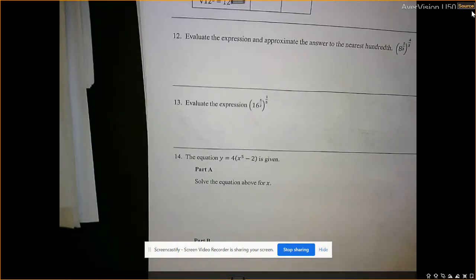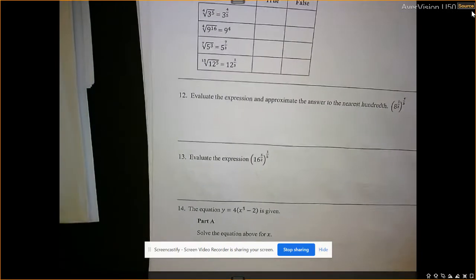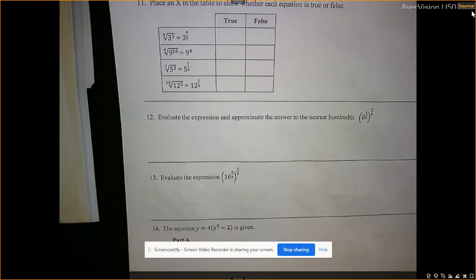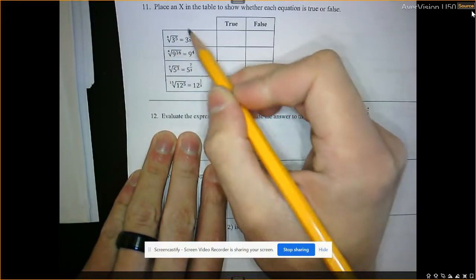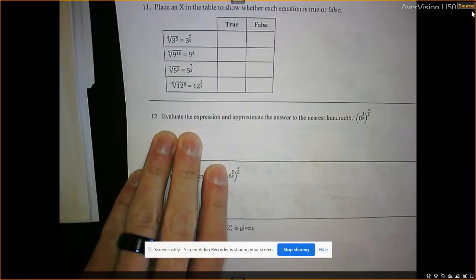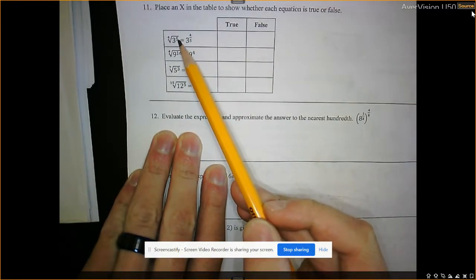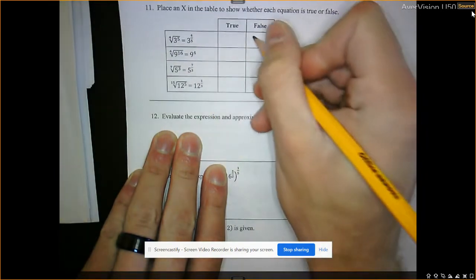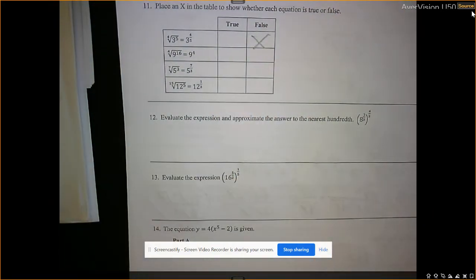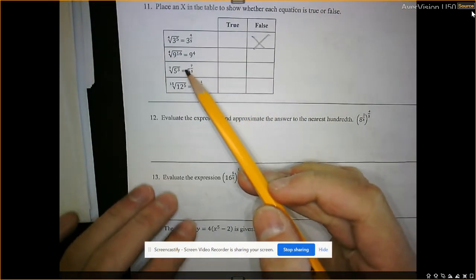Okay, going on to the back side now, we're starting off by looking at this chart. And we have to see, okay, did they convert this correctly for the first one? And remember, our exponent should be our numerator. It is not. Our root should be our denominator. It is not, so they mixed it up here.